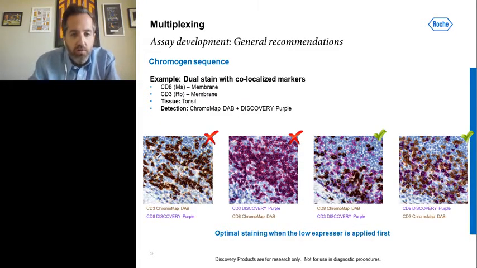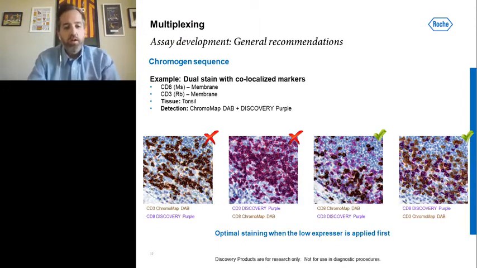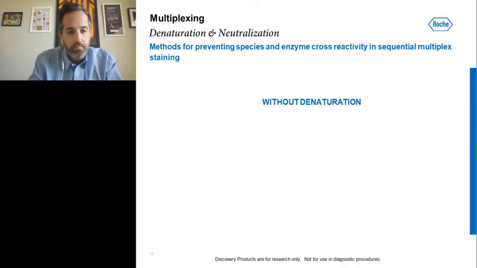And you can see here, just by swapping the order of the detection and the primary antibody, it really has a big impact on the type of staining that you would see, with the 2 images on the left being more optimal because you can see the purple and you can also see the DAB staining. So one of the key rules of thumb that we have seen is we would suggest always staining the low expressor first to give the best possible staining.